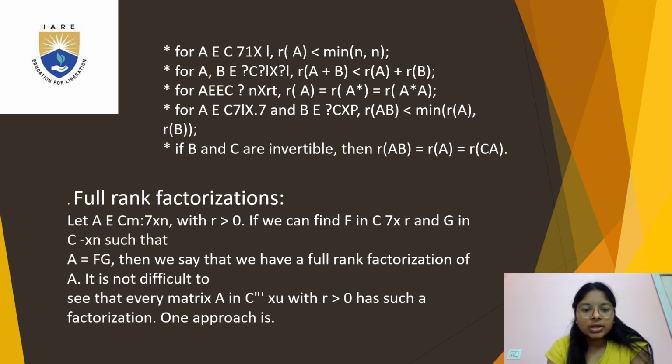Full rank factorizations. Let A be in C^(m×n) with r greater than 0. If we can find F in C^(m×r) and G in C^(r×n) such that A = FG, then we say that we have a full rank factorization of A. It is not difficult to see that every matrix A in C^(m×n) with r greater than 0 has such a factorization. One approach.